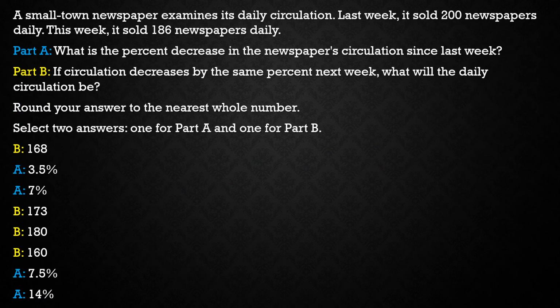Our next question says that a small town newspaper examines its daily circulation. Last week it sold 200 newspapers daily. This week it sold 186 newspapers daily. What percent decrease in the newspaper circulation since last week? Okay, so part A is asking us for the percentage right away. And so last week it sold 200 newspapers daily, and this week it only sold 186. So for this week, 186. Last week it was 200. And remember, we're always going to divide by the original amount here.